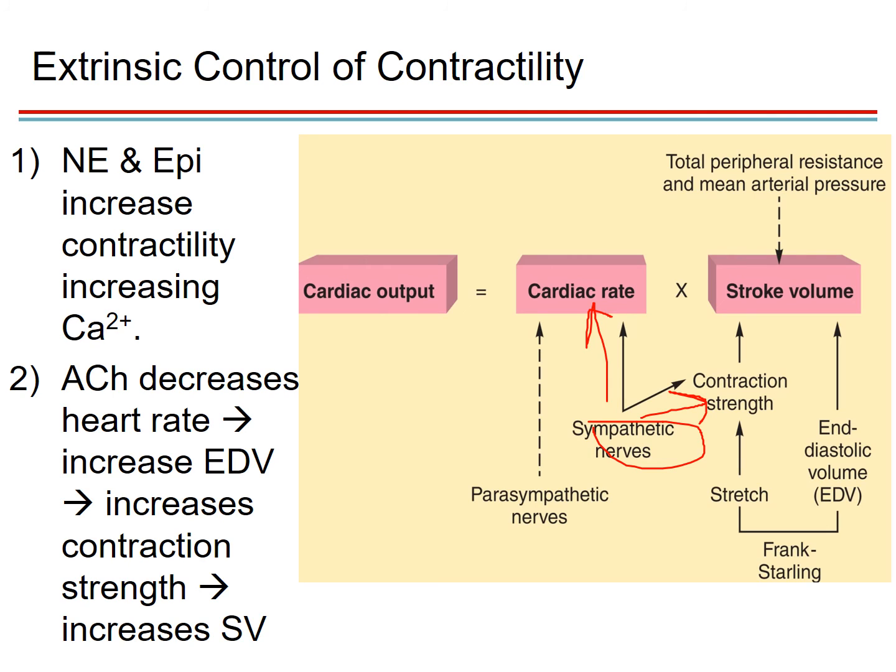Another factor that we have is acetylcholine, where again, this has a negative chronotropic effect. Okay, and so this is going to decrease the heart rate, but that is going to indirectly lead to an increase in end diastolic volume, which will increase contractile strength, which increases stroke volume. However, the increase is not great enough to directly affect cardiac output, okay? So here, really with the parasympathetic division, there is no increase, okay?